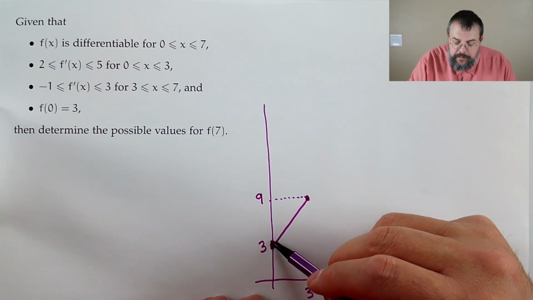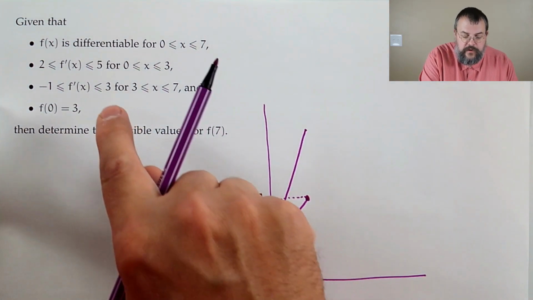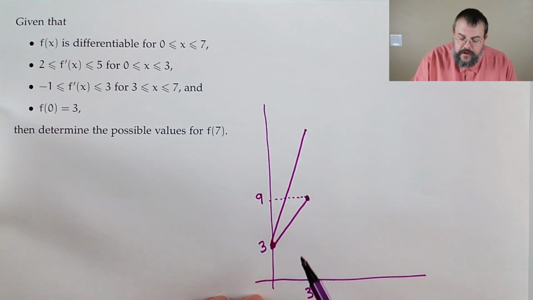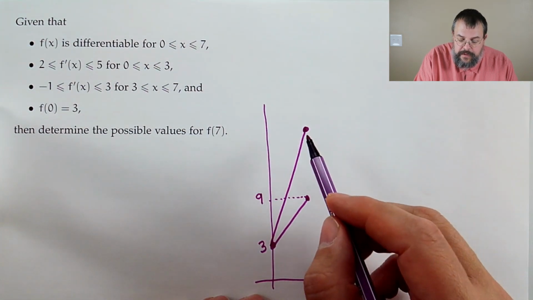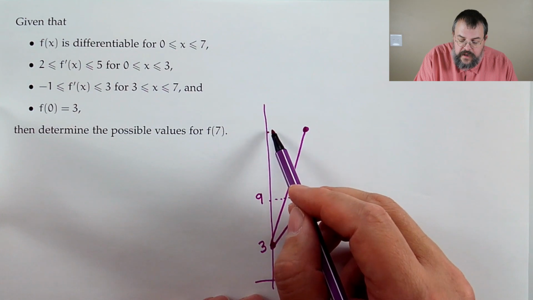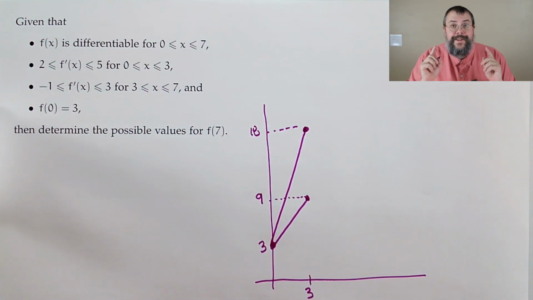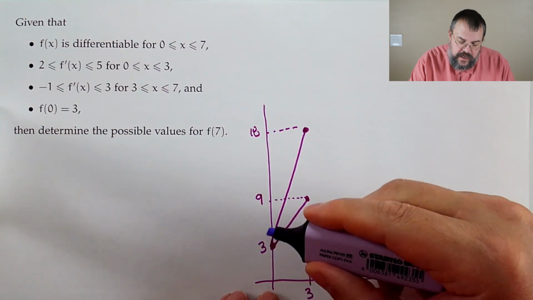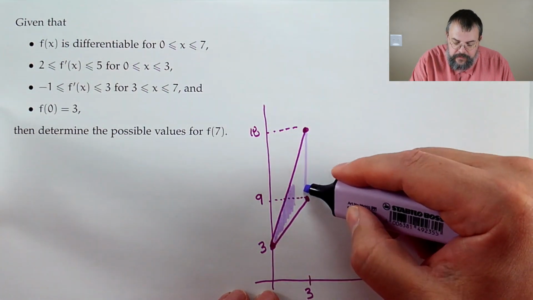Well, you'd go up to 15, right? Because if your slope is 5, that's how much you change, and over by 3 would get you up by 15 more, which would put us up here at 3 plus 15, which would be 18. Now, I claim that whatever the function does, it always has to stay inside of here, between 0 and 3.